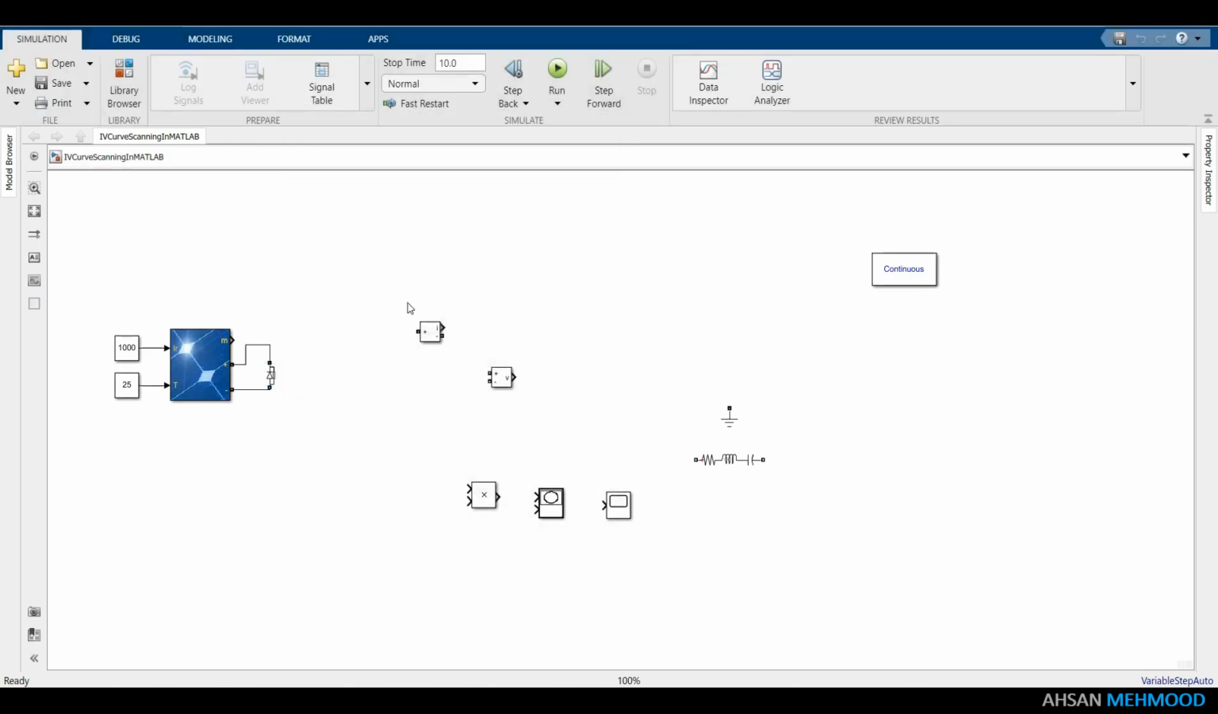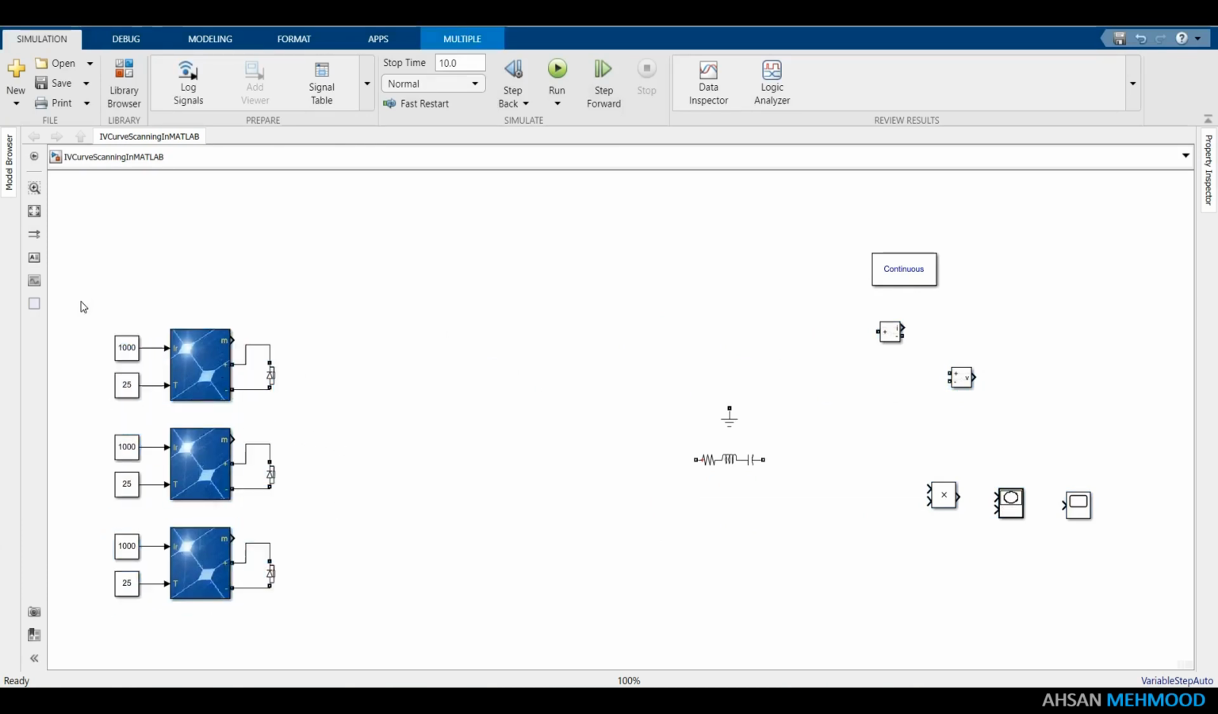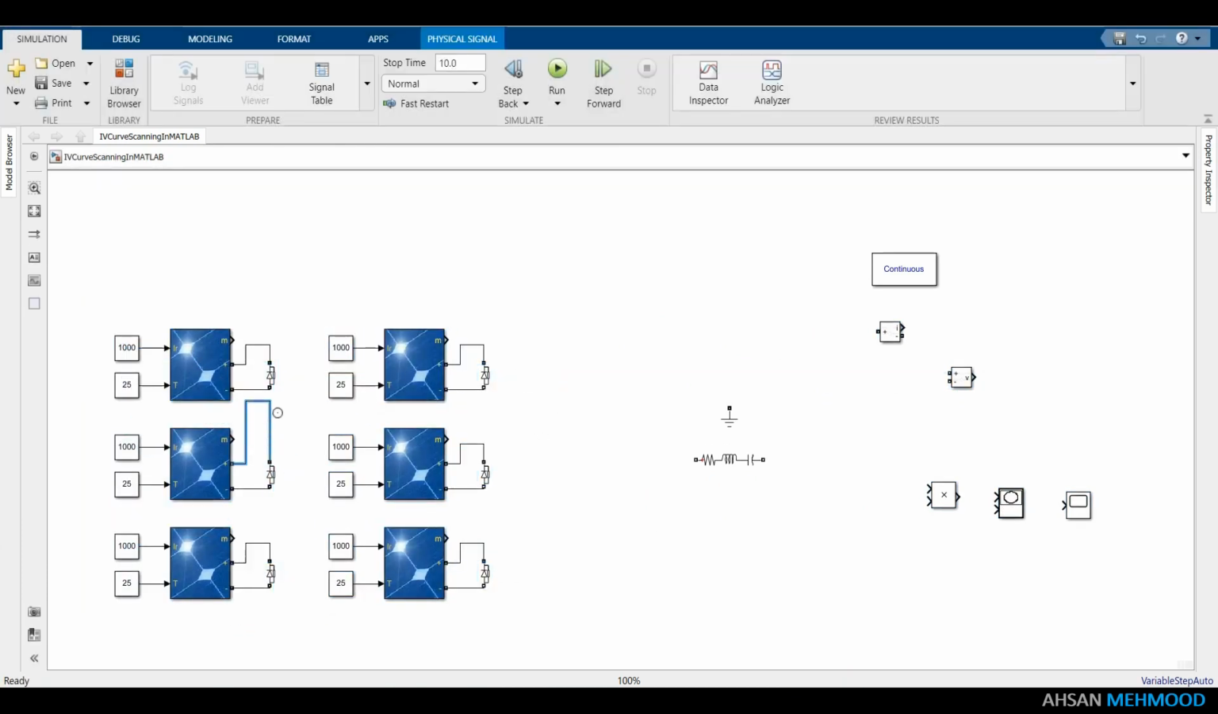Now copy and paste these blocks to make a 3x2 PV array. As depicted, connect PV modules to one another. In each string, you can also use a blocking diode. Our PV array is now complete, and we will measure current and voltage using current and voltage measurement blocks respectively.